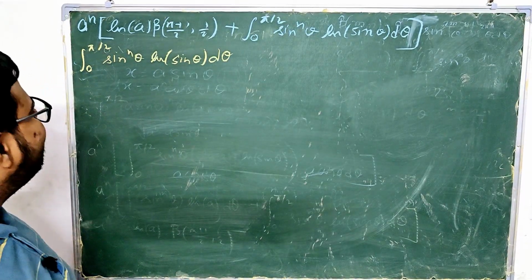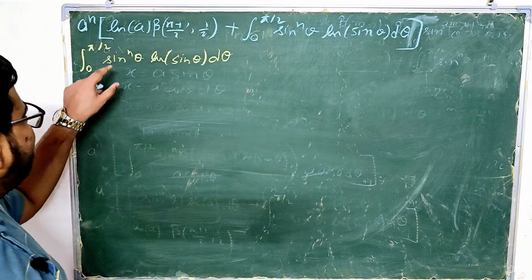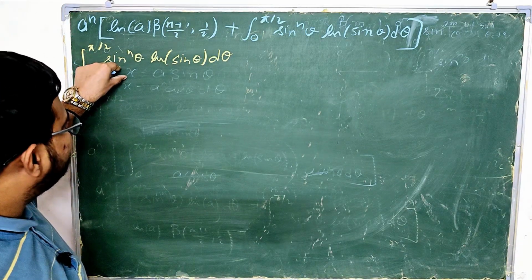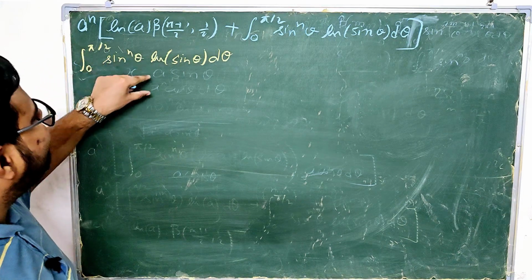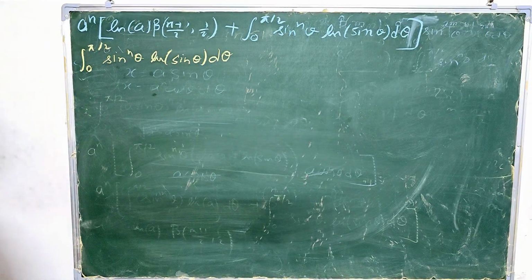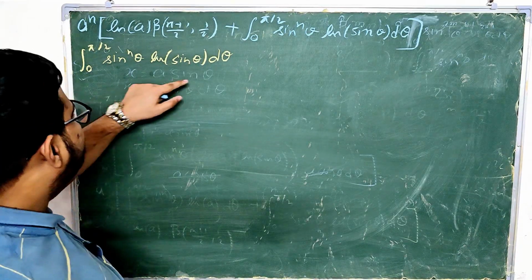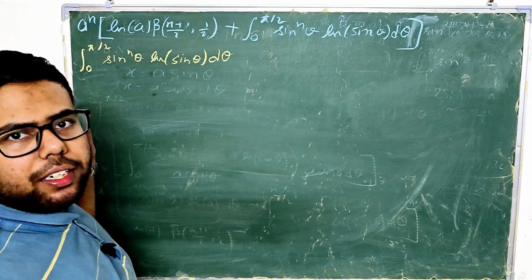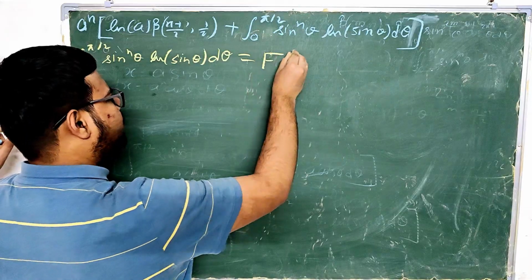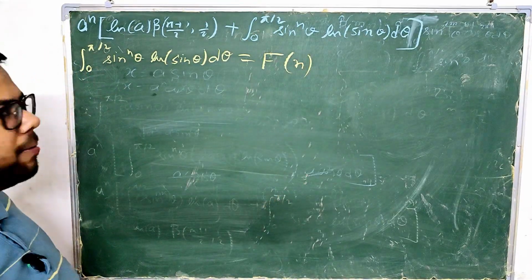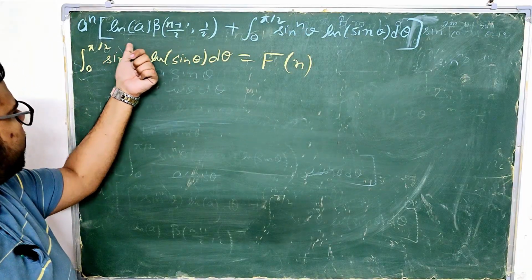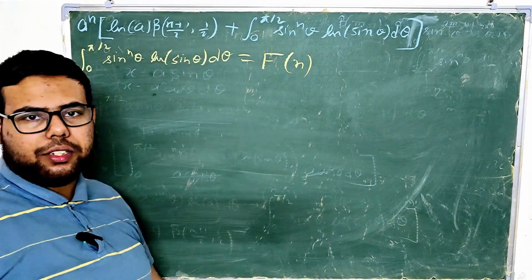Okay, so now this seems to be really interesting and quite complex, that we have a trigonometric function raised to some natural number n times a logarithmic function inside which we have a sine function. So what method can we apply? Well, of course we know that whatever value it will give us, it will be some function of n, right? Since we are integrating with respect to theta, the final result will be in terms of n, correct?